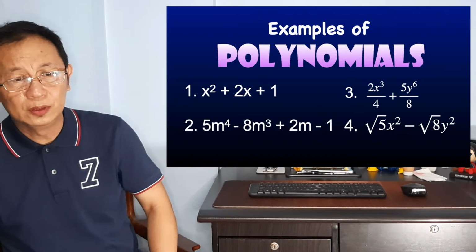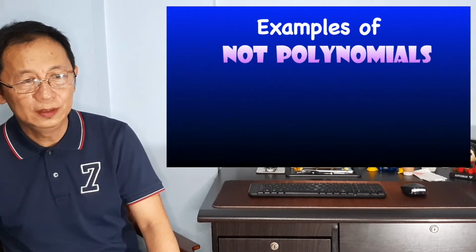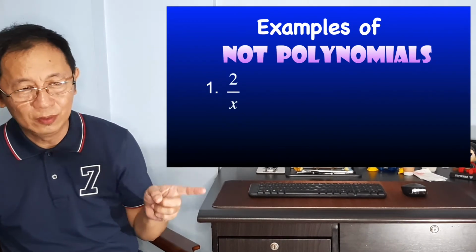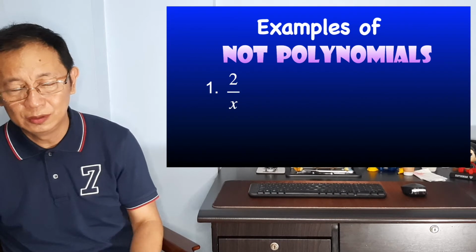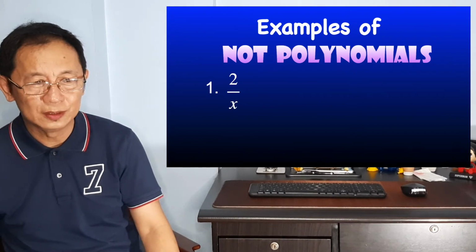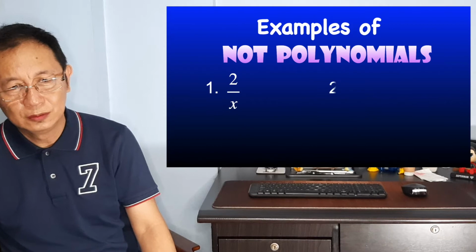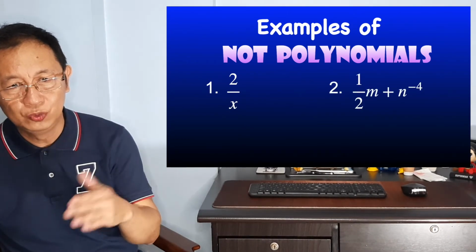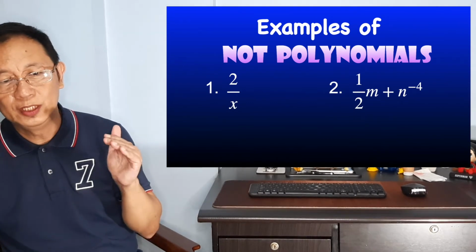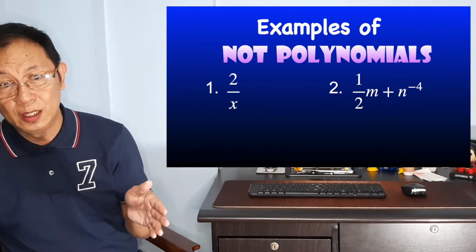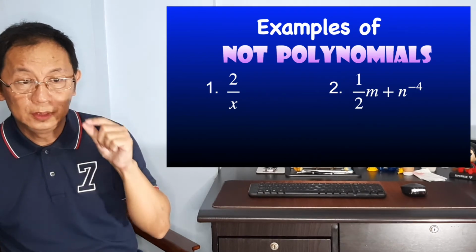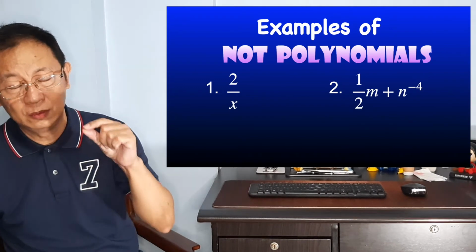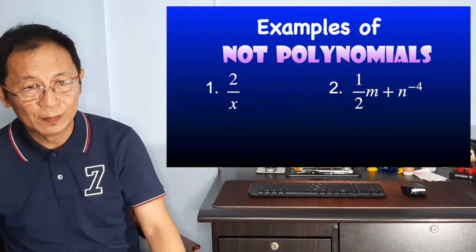These are the examples of not polynomials. Number 1, 2 over x. So, merong variable sa denominator, so, hindi siya polynomial. Number 2, 1/2 m plus n raised to the negative 4 power. So, yung exponent ng n is negative exponent, so, hindi niya na-meet yung condition, hindi siya polynomial. Kasi dapat ang exponent ay whole numbers.